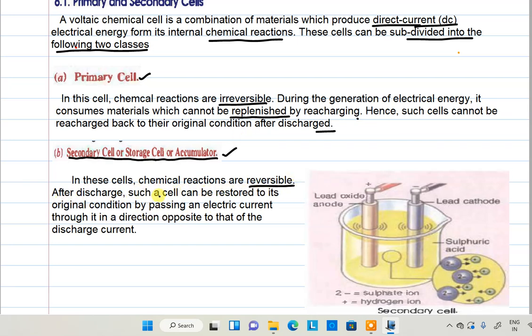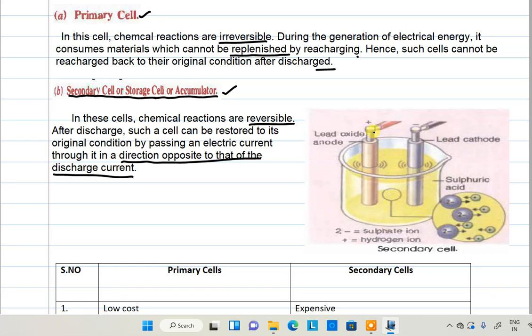After discharge, such cells can be restored to their original condition by passing electrical current through them in the direction opposite to that of the discharge current. While charging and discharging, the current directions are opposite. Whenever the current directions are reversed, charging and discharging take place.